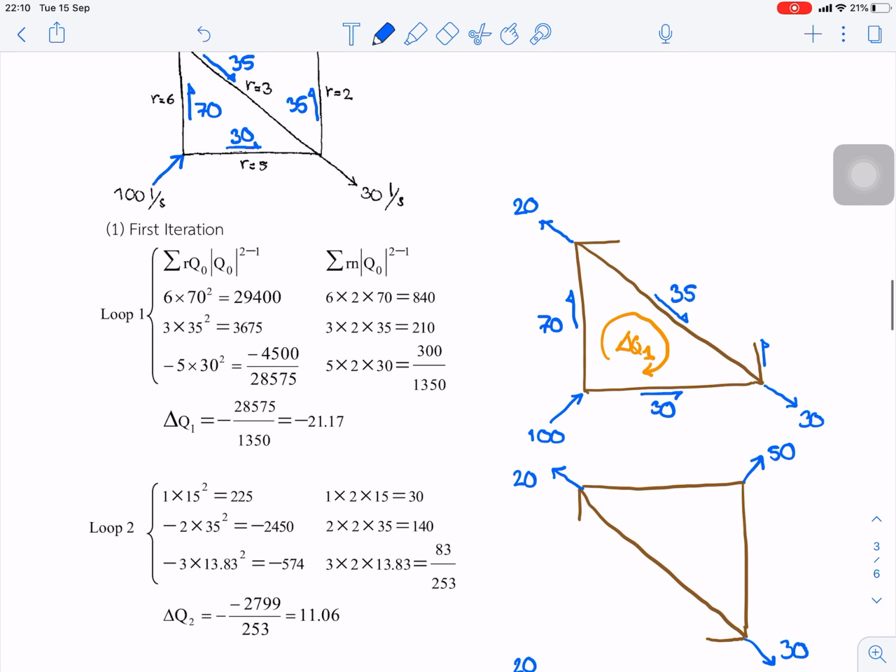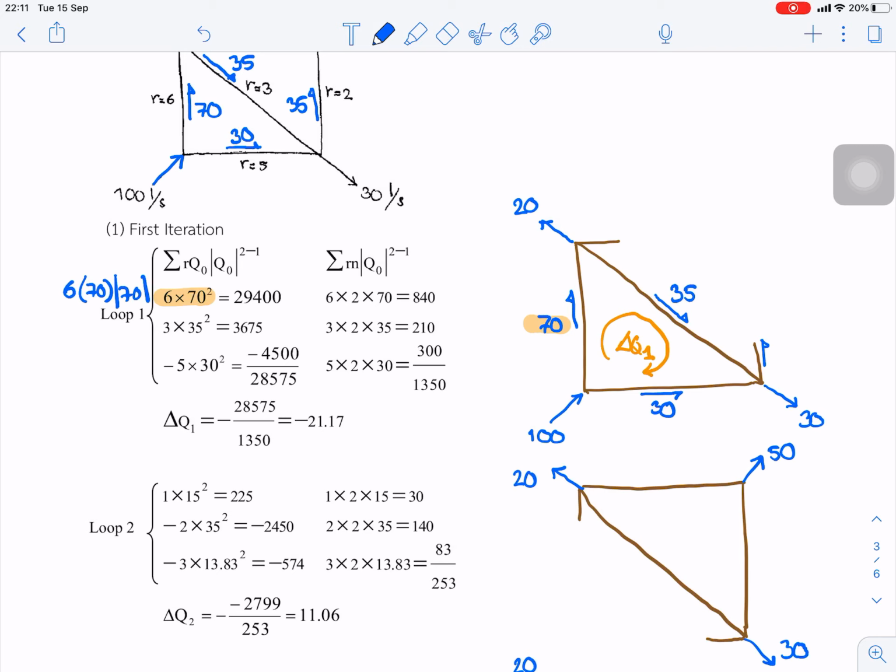So we start from this one: Q naught multiplied by absolute Q naught to the power n minus 1. This term actually comes from 70 to the power 2, because 70 is clockwise, so it is positive. Okay, it's positive, and with the absolute of 70, we get a positive number.